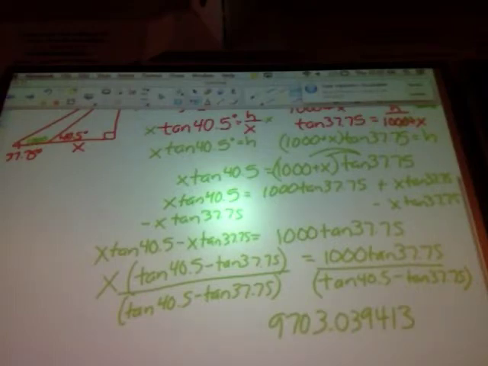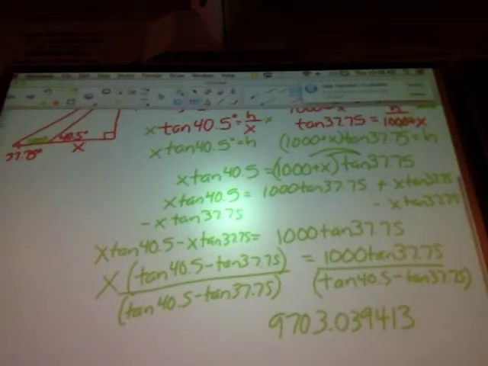Because you have 37.5 instead of 37.7, right? And it will make that much of a difference. Is it more like this on the test? Yeah.